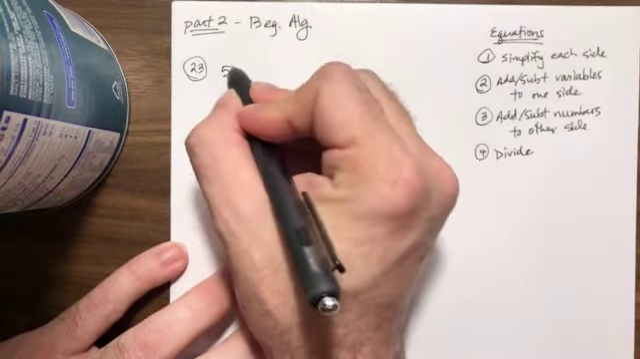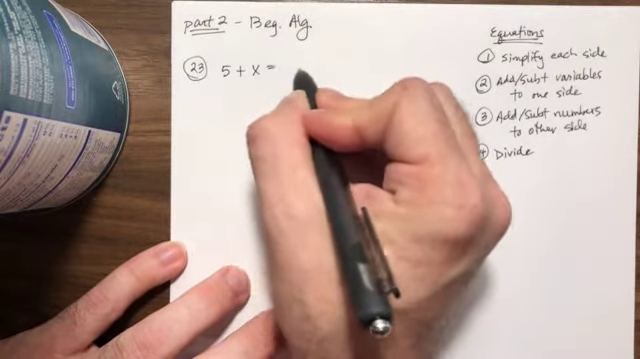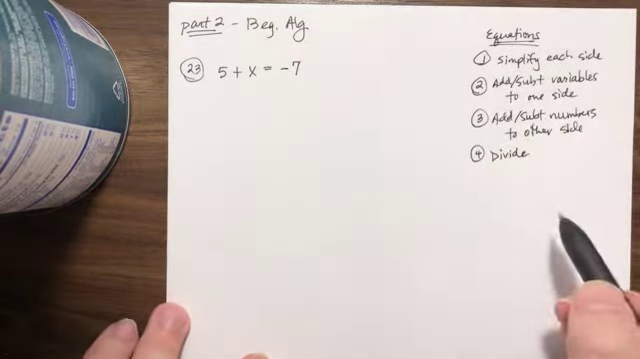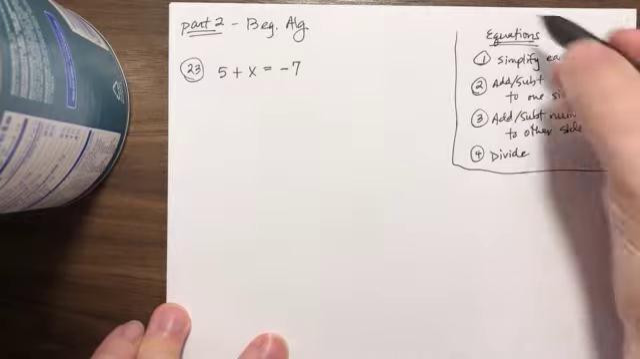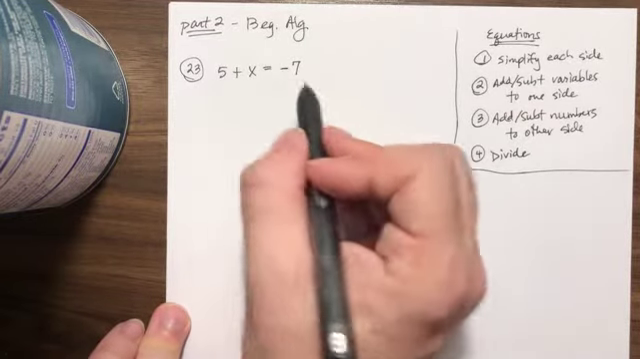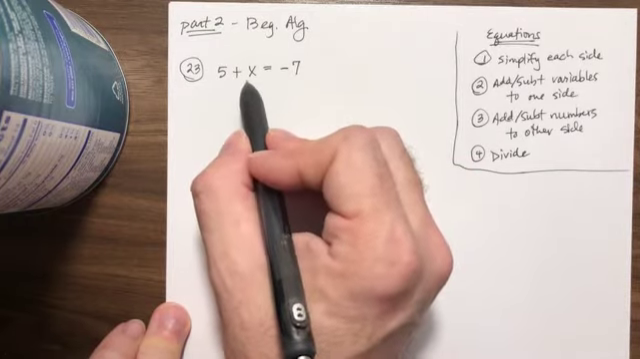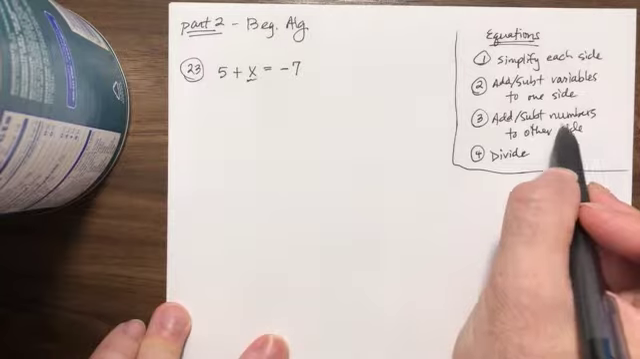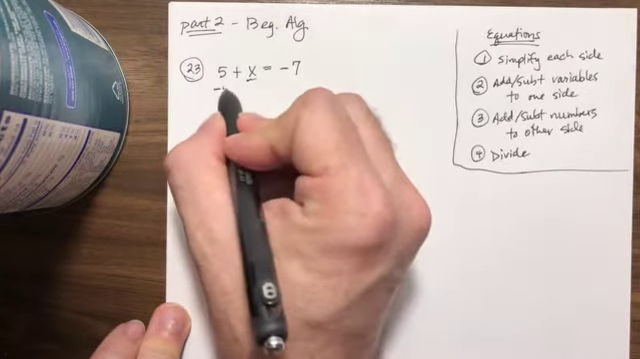So a lot of times you have these nice small equations that are not so bad. You don't have to go through all these steps, but this is just sort of a guide to help you. So simplify each side. There's nothing to do on either side. So moving on. Variables to one side, there's only one variable and he's on his own side, so there you go. But the numbers have to go to the other side, so I'm going to subtract 5.